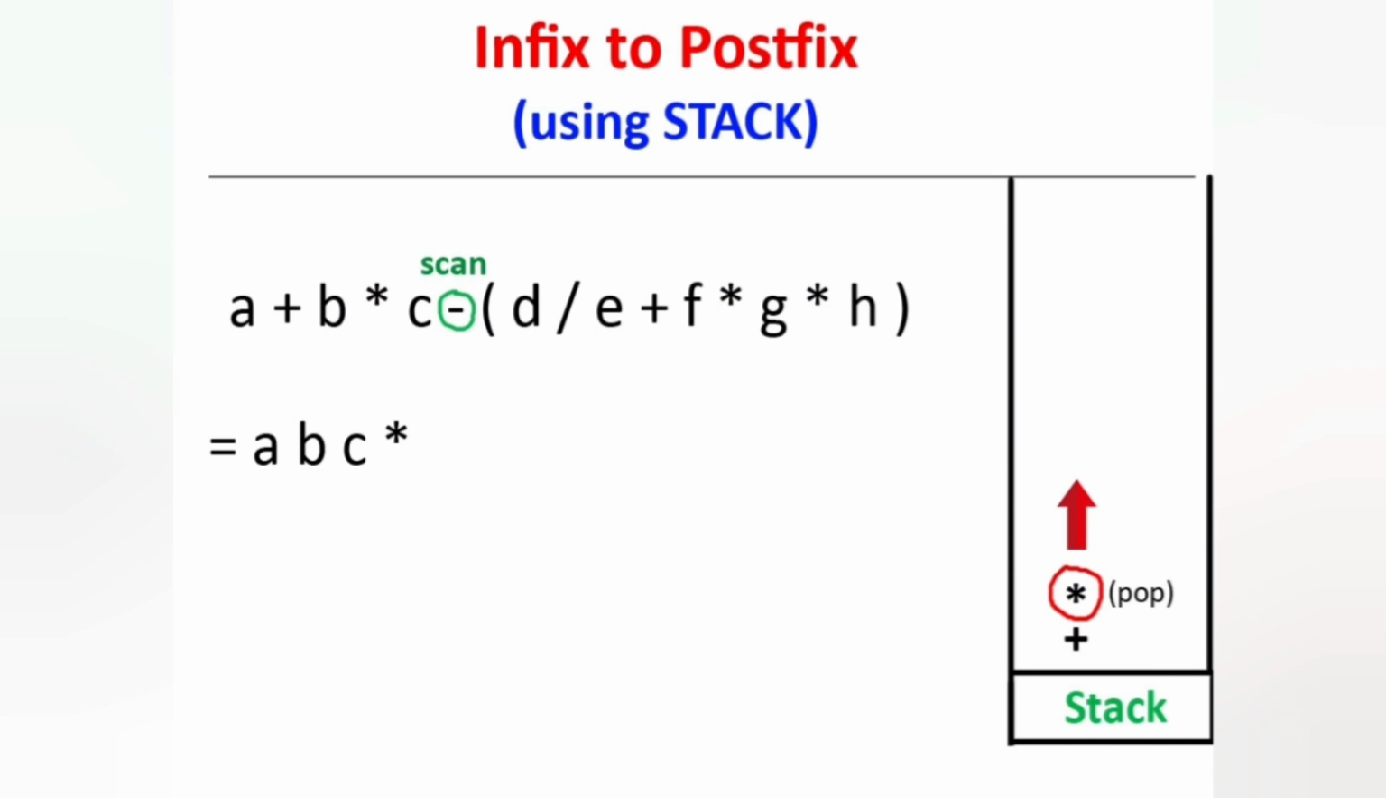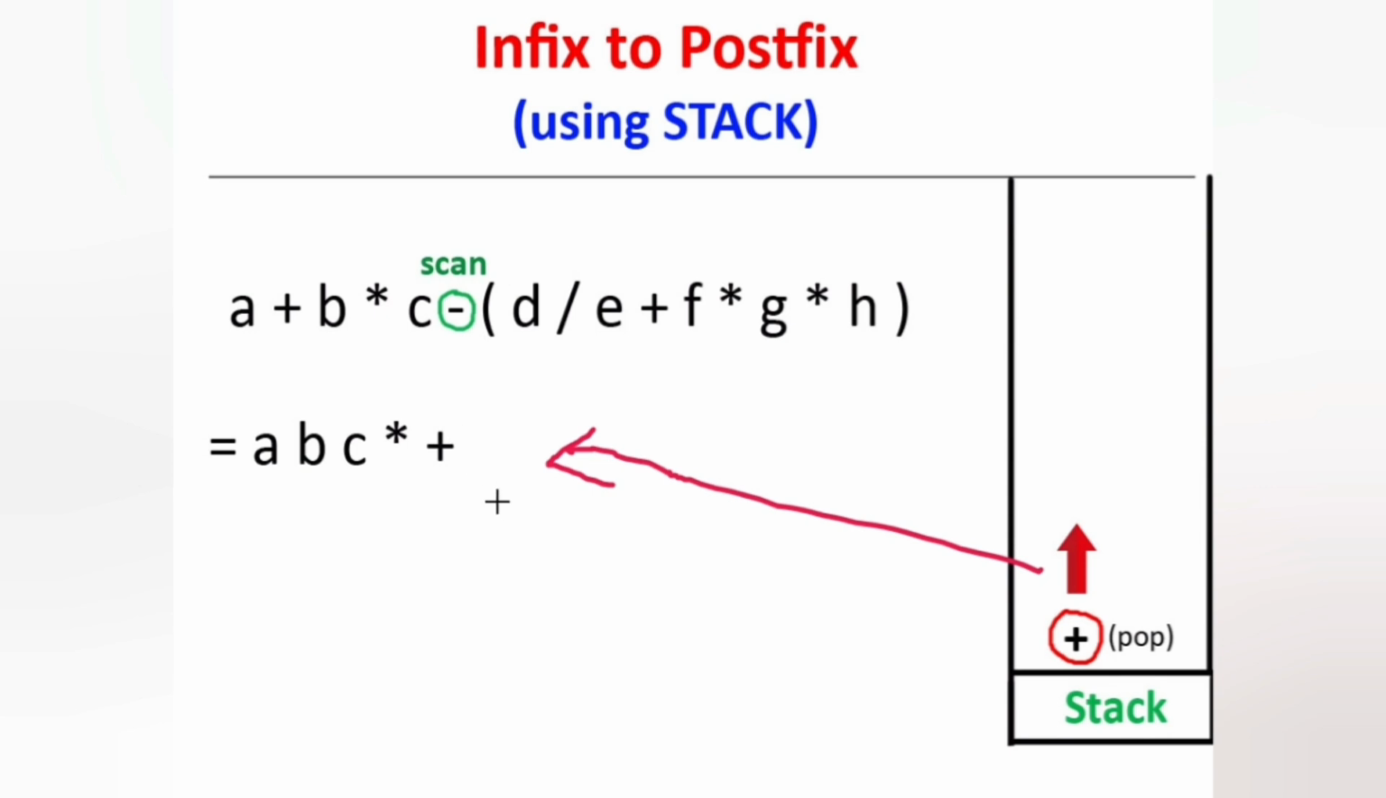Now minus is supposed to be placed on top of the plus. Here also the same thing: operators with the same priority cannot be placed one on top of another. Plus and minus both have the same priority. So on top of plus, minus cannot be placed. That is why plus should also be popped out first. So it is popped out and placed into the expression, as you can see here.